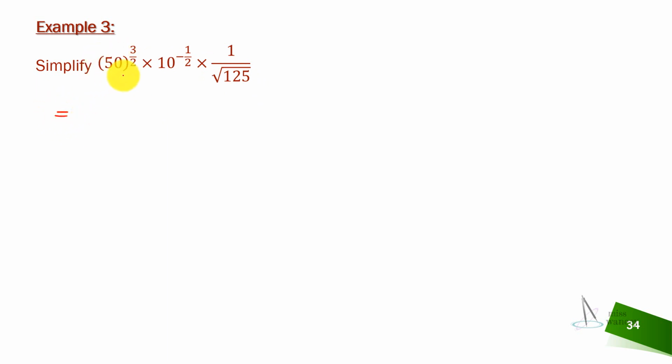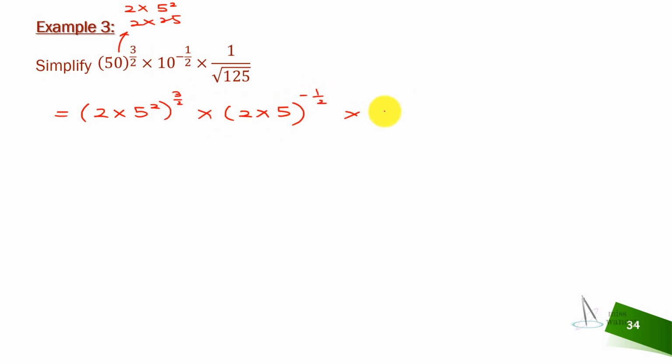Okay, so over here 50 is actually 2 times with 25, and 25 is actually 5 square. So what I can do is I can change them to become 2 times with 5 square to the power of 3 over 2. 10 is actually 2 times 5, so this is 2 times 5 to the power of -1 over 2 times with, okay, so now let us change 125, so 125 is actually 5 times with 25, or we can say that it's supposed to be 5 cube, so we're gonna get the square root of 5 cube.